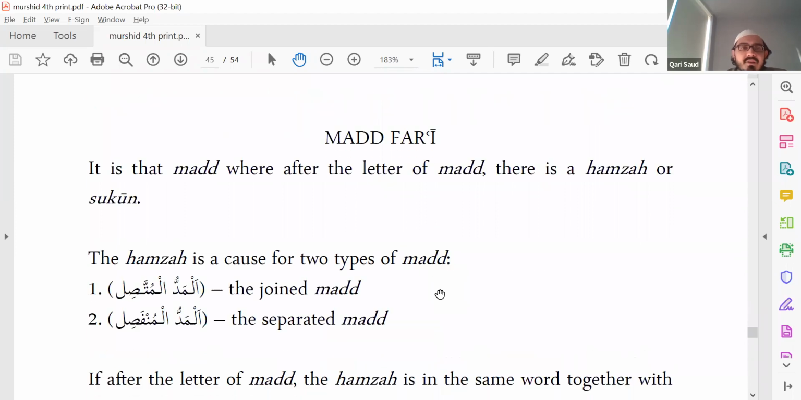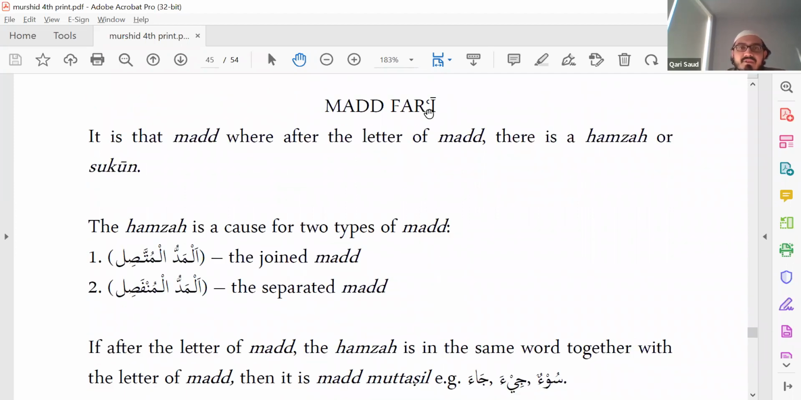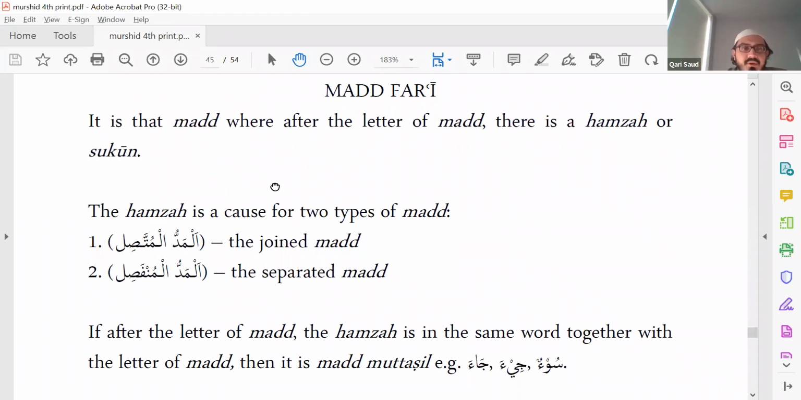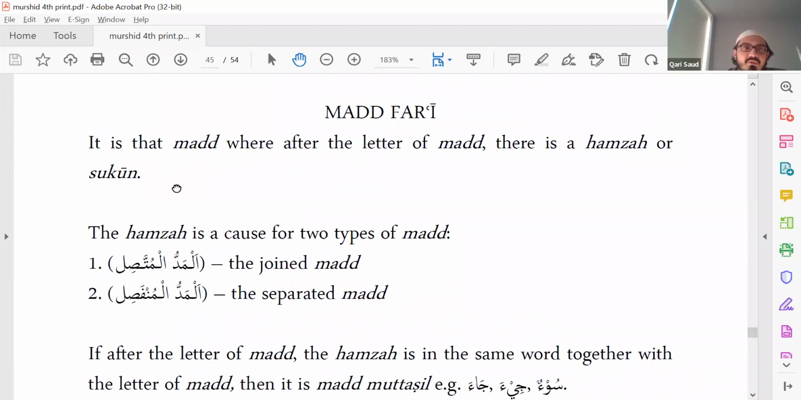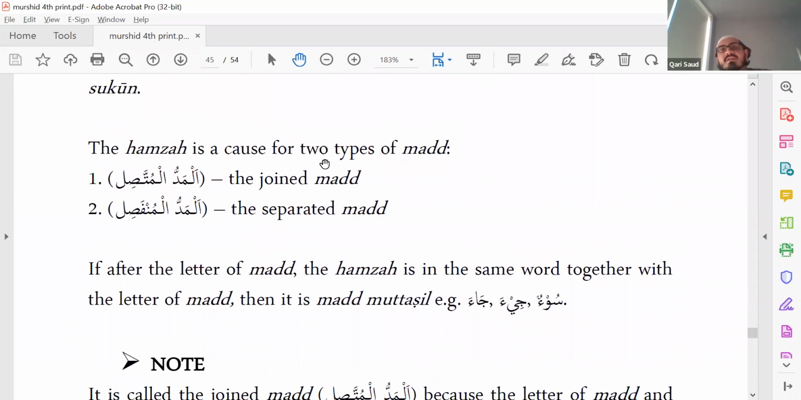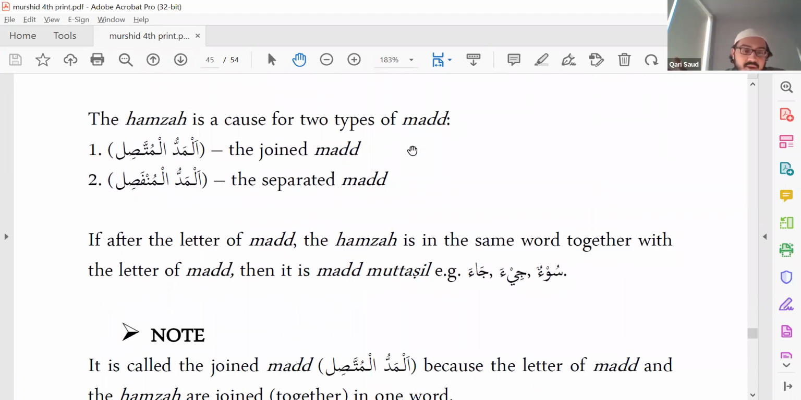Okay. Mad far'i, it is that mad where after the letter of mad, what are the letters of mad? Someone tell me quickly. Alif, waw, ya. Thank you. So it is that mad where after the letter of mad, either alif, waw, or ya, there is a hamza or a sukun. We're going to talk about hamza now, and then we'll talk about sukun. So the hamza is a cause for two types of mad. If after a mad letter there is a hamza, then we have two types of mad: al-mad al-muttasil, the joined mad, and al-mad al-munfasil, the separated mad.